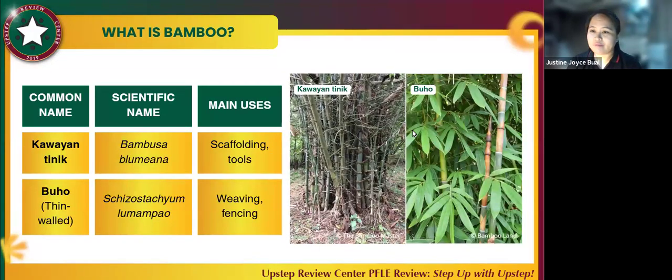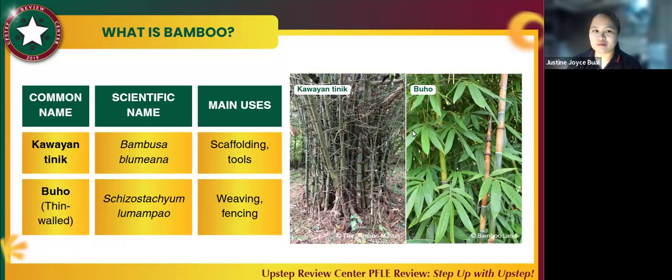Now there are different bamboo species that serve different uses. The two most common are listed here. I've also included their scientific names because in the licensure examination, typically the options given are the scientific names and not really the common names. So it's very important to familiarize ourselves with the common names, even up to the genus and species name of these species, so that it will help you find the correct answer.